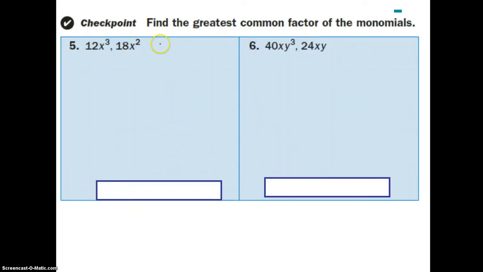Go ahead and find the greatest common factor of these monomials. Remember to expand, we call it factoring. Okay, remember we call it factoring the monomials or expanding the monomials. Pause the video and try 5 and 6.